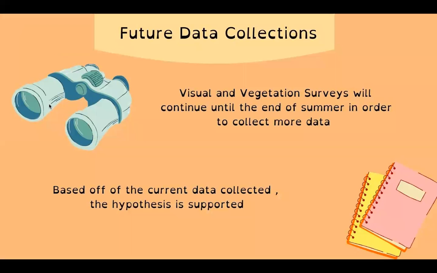For future data collections, visual and vegetation surveys will continue until the end of summer in order to collect more data. So far, only 3 different time points have been collected due to the flowers only blooming in June. Based off the current data, though, the hypothesis is currently supported.